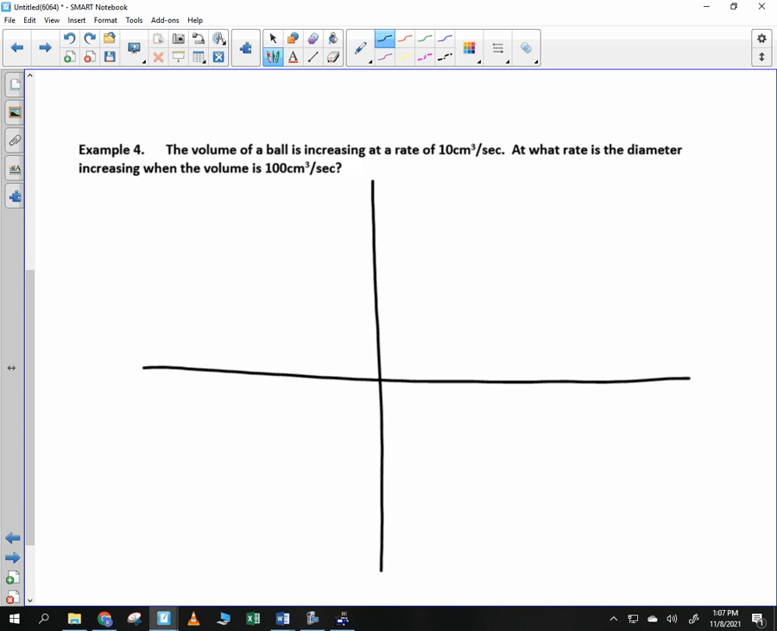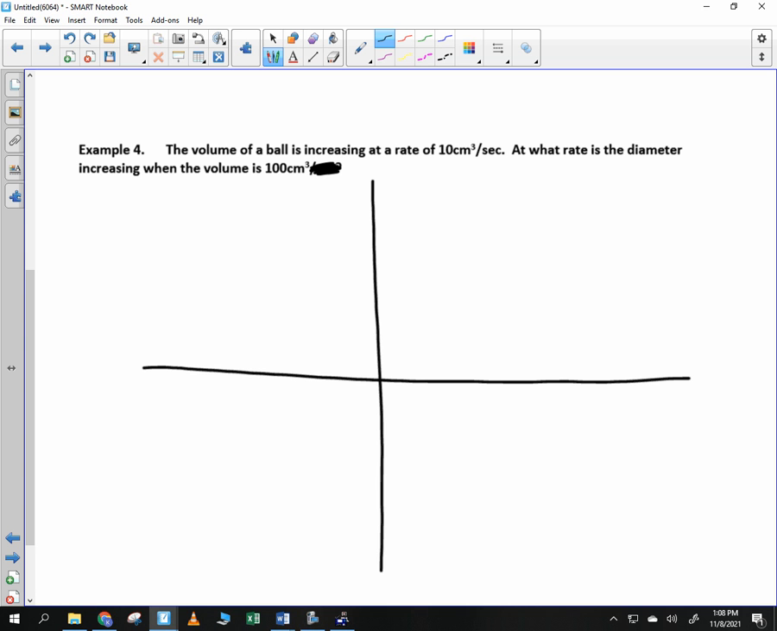All right. It says the volume of a ball is increasing at a rate of 10 cubic centimeters per second. At what rate is the diameter increasing when the volume is 100 cubic centimeters? So the volume is 100 cubic centimeters. Who can tell me what makes this problem different than the problems we've currently looked at? By diameter. Yes, we're looking at diameter. And second of all, it says when the volume is 100 cubic centimeters, it doesn't tell us exactly what the diameter is at that specific time, nor the radius.